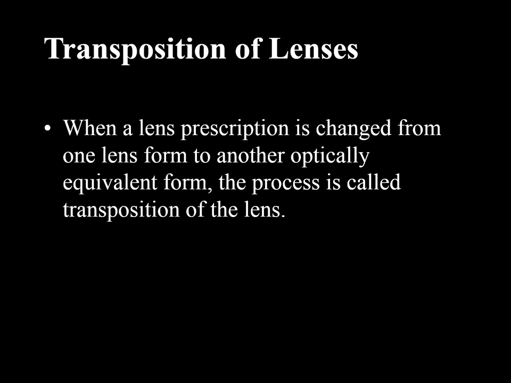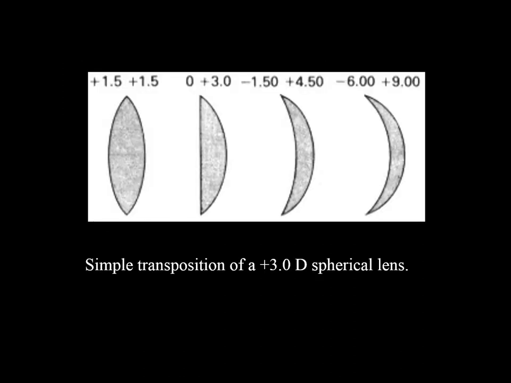Okay. The word transposition: when a lens is changed from one shape to another, optically equivalent, we call this transposition of the lens. So here we have all these lenses with the power of 3 with different shapes. We can say we make transposition from one lens to the other. Here we have two surfaces, plus 1.5, plus 1.5. Net result, plus 3. Here we have one surface 0, one surface plus 3, net result 3. Here we have surface minus 1.5, another one plus 4.5. This is again net result 3. Minus 6 plus 9, net result 3. So if we write it this way or that way, we call this change transposition of the lens.